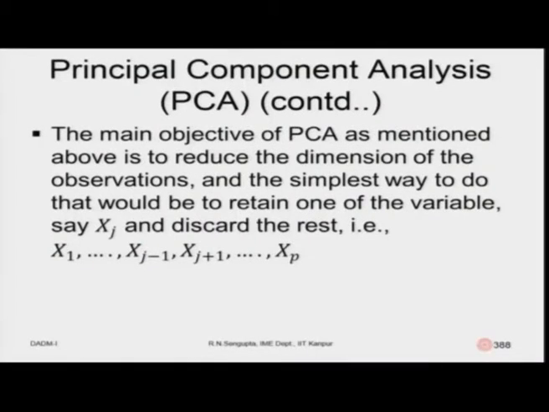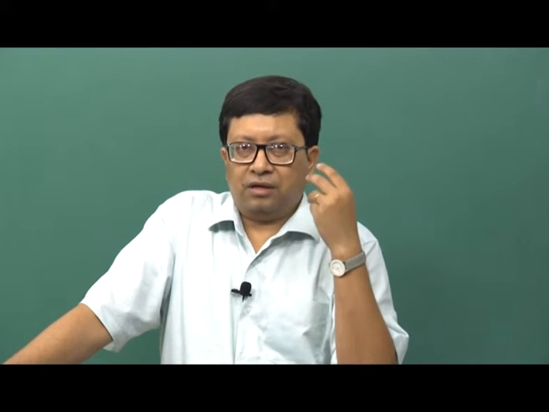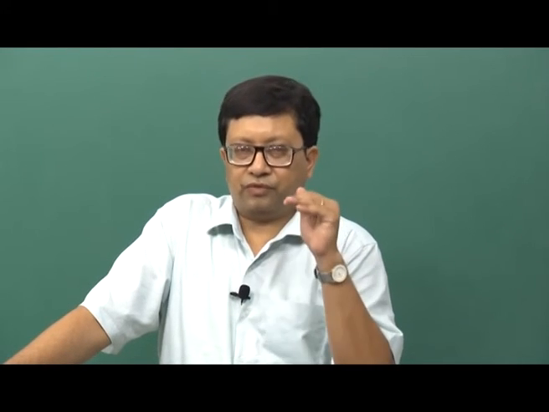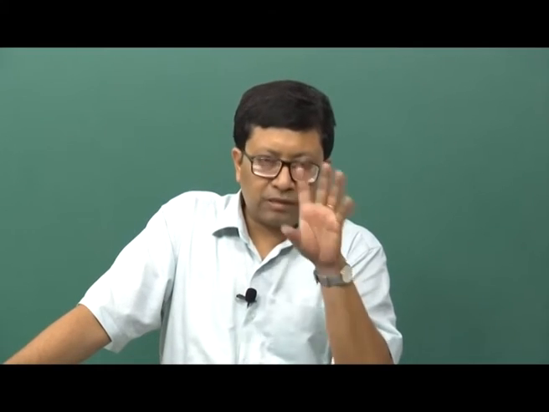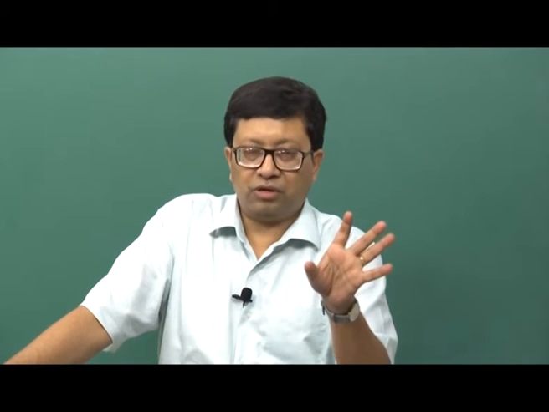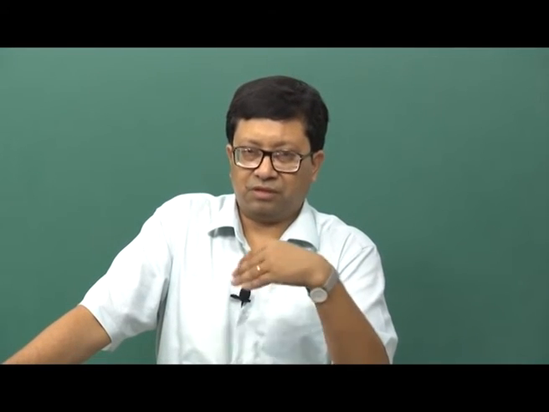The main objective of PCA, as mentioned above, is to reduce the dimension of the observations, and the simplest way to do that is to retain one of the variables xj and discard the rest. So, we will take one xj and discard x1 to xj minus 1 and also xj plus 1 to xp. I say randomly, but it would not be done randomly, it will have some logic.